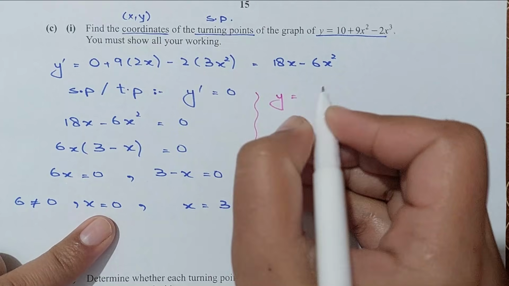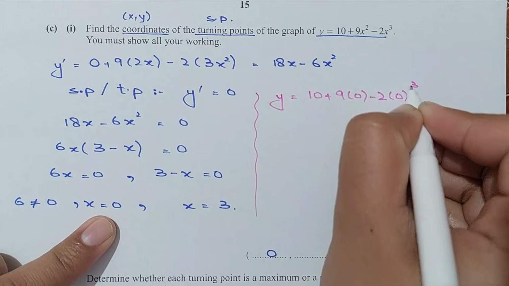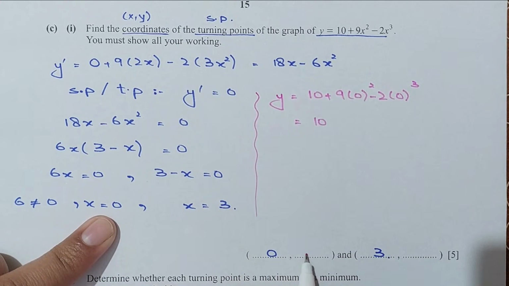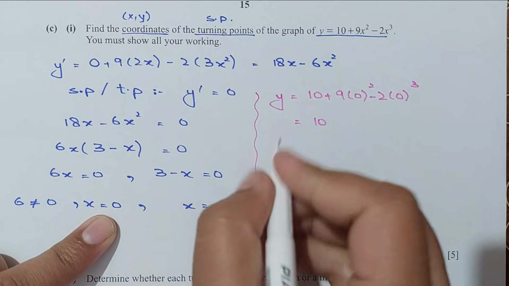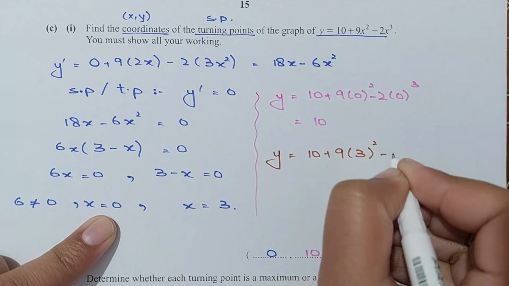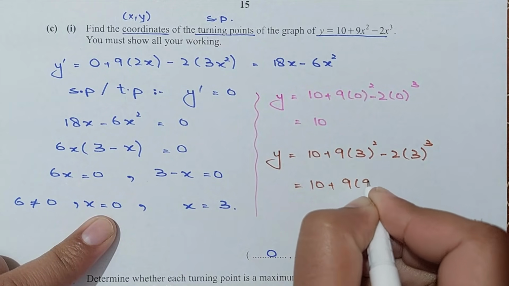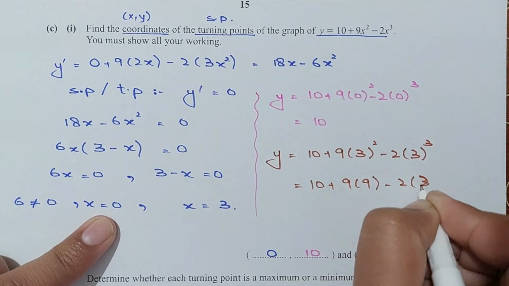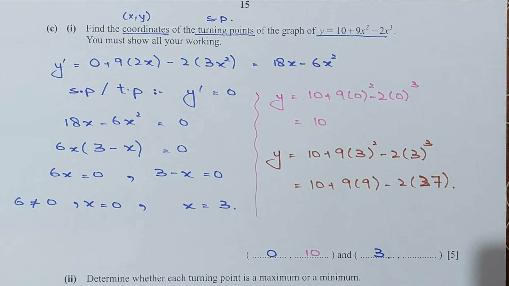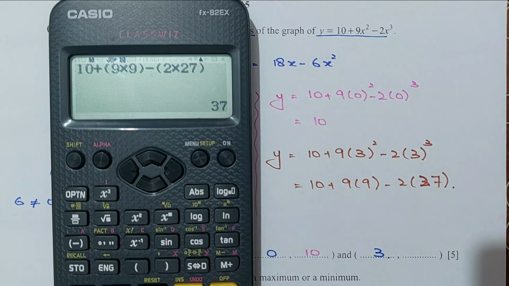Y would be equals to, when x is 0, 10 plus 9 into 0 minus 2 into 0 cube or square. So this is just 10. The y value is 10. Right. Now y would be equals to 10 plus 9, when the x is 3, 3 square minus 2, 3 cube. This is 10 plus 9, 3 square is 9, minus 2, 3 cube is 27. Okay, simplify this. 10 plus 9 times 9 minus 2 times 27, 37.